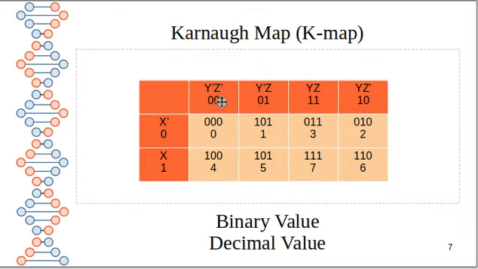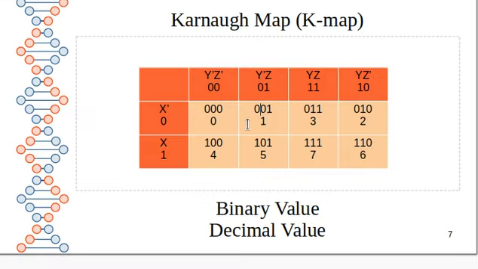So the decimal value will be 0 0 0 0 1 0 1, sorry, 0 0 1 0 1 1, then 0 1 0, that is decimal value will be 0 1 3 2 4 5 7 6.